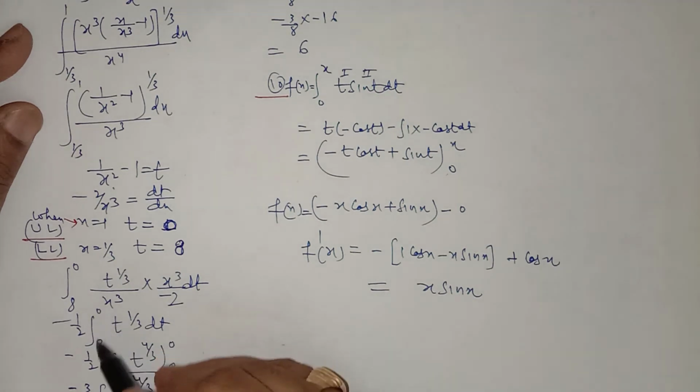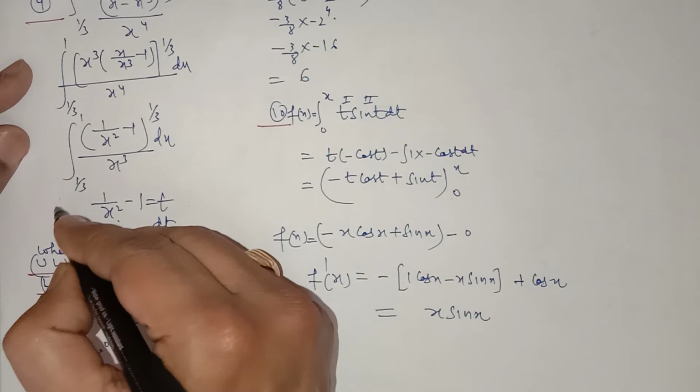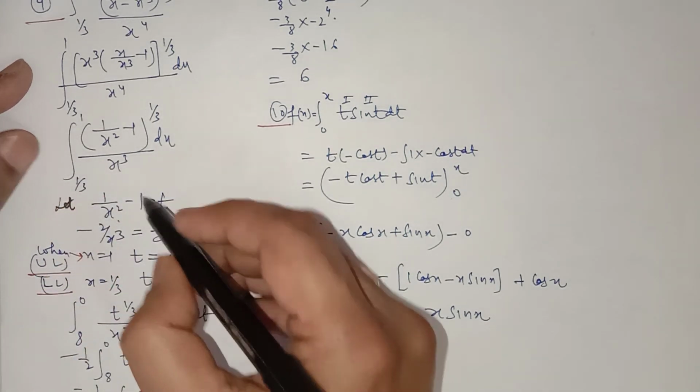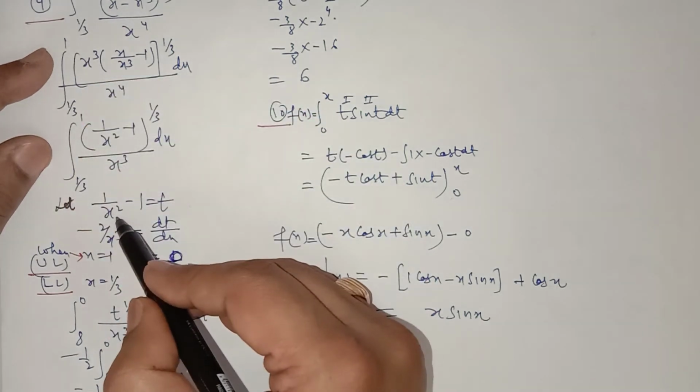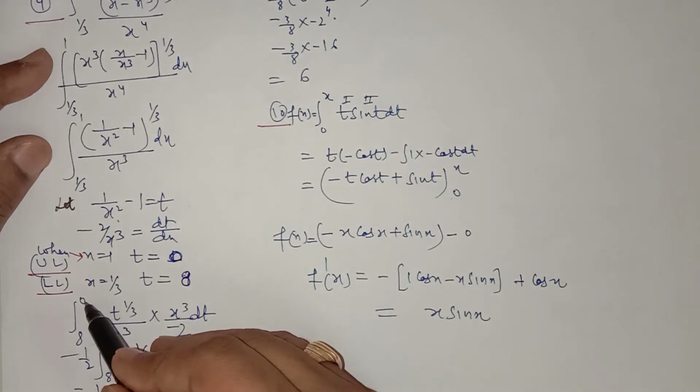Now I have to change the lower limit and upper limit. How do I have to change them? Because you let 1 upon x square minus 1 equal to t. Now the upper limit is 1, so replace x by 1. So it will be 1 minus 1 equal to t, that is 0. So the upper limit will be 0.